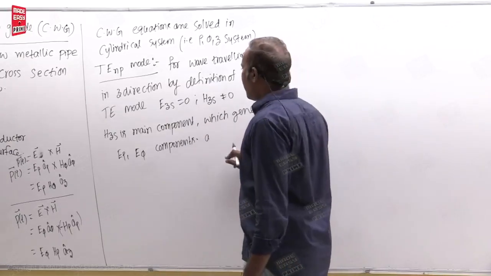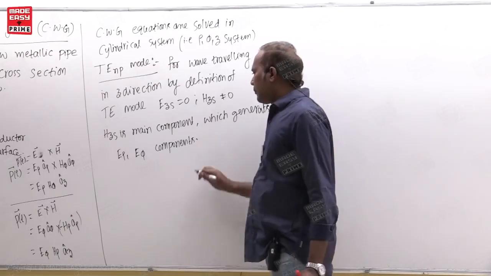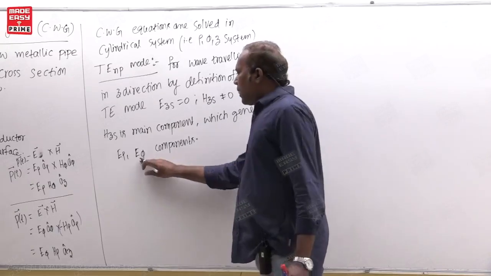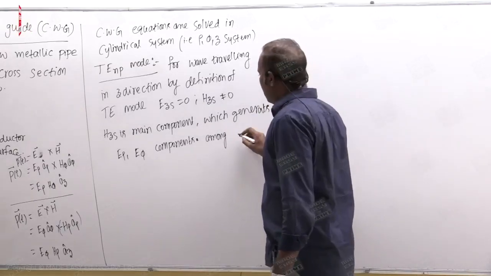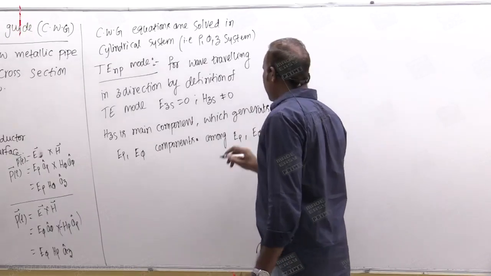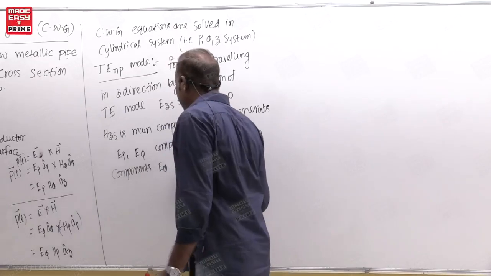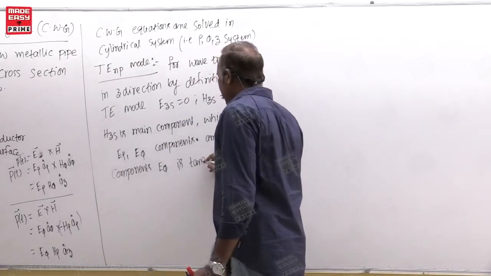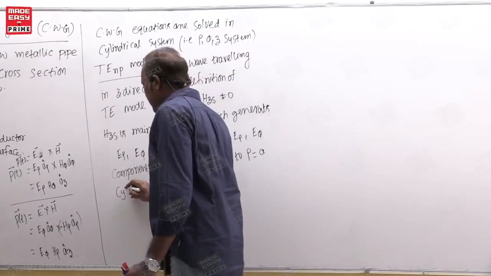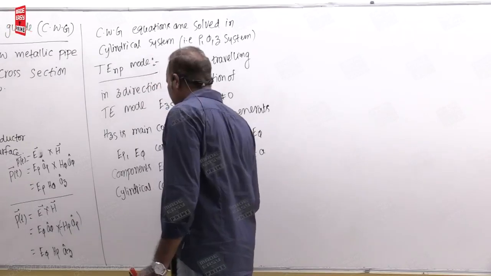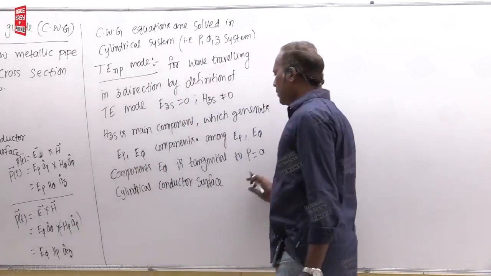Okay. So Hz is the main component which generates E rho, E phi components. Among the E rho, E phi components, E phi is tangential to rho equal to a, the cylindrical conductor surface.